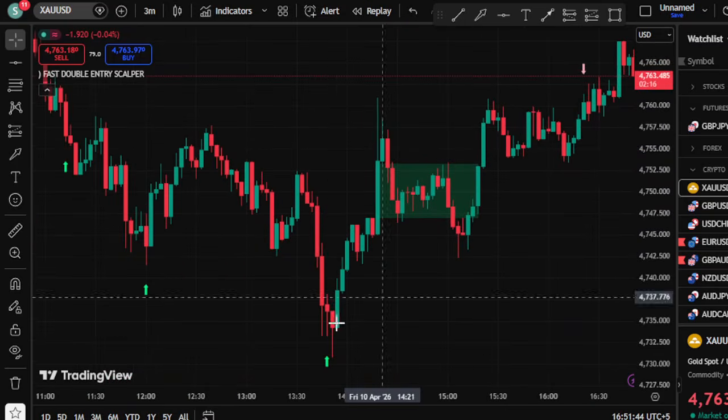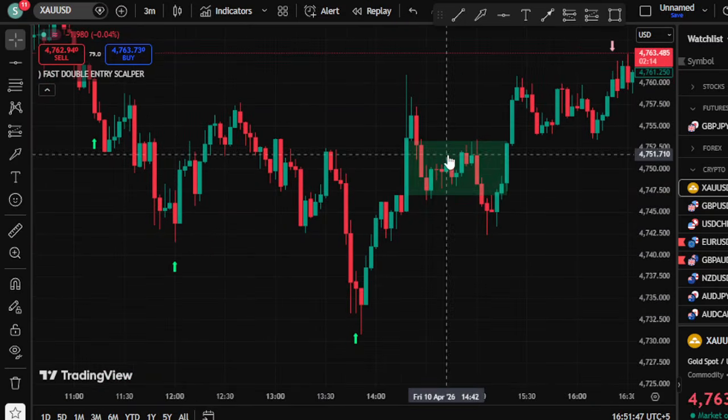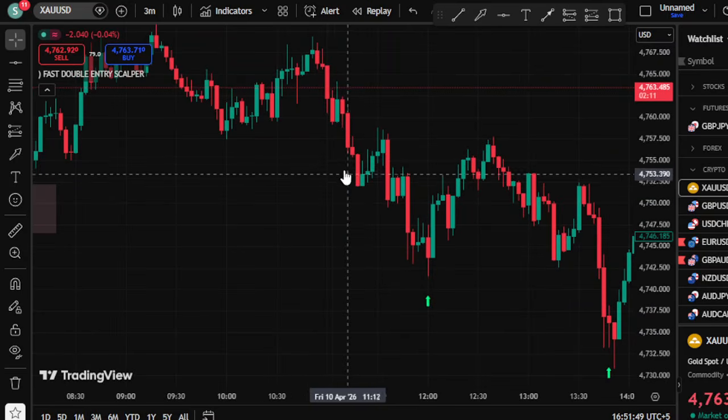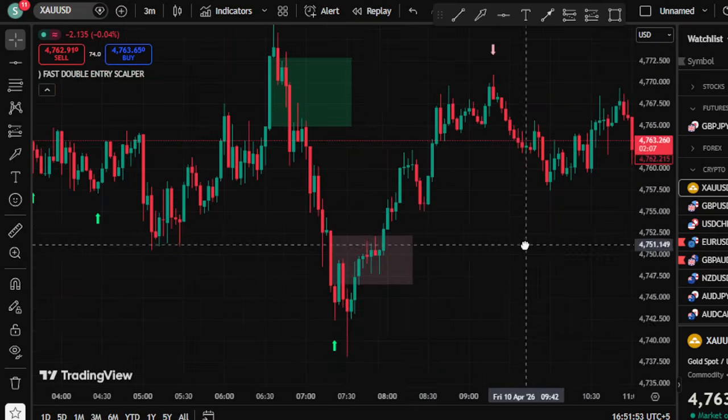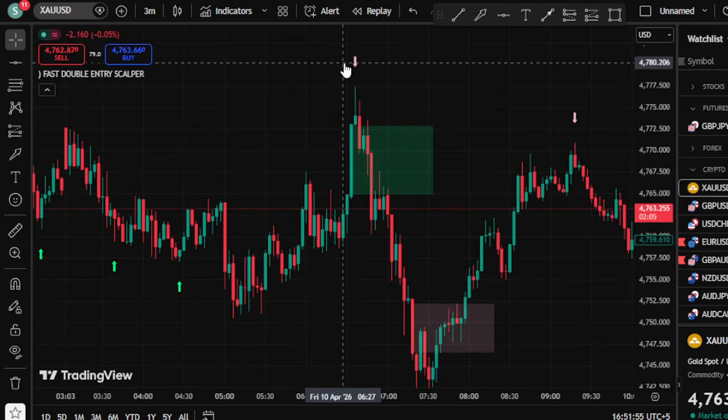Okay, now let's see. There was a buy signal on gold 3 minute. You can see the price is up. Buy signal, price is up. Buy signal, added the double entry. You can see the price is up. Okay, sell signal, price is down. Buy signal, price is up. Sell signal, price is down.